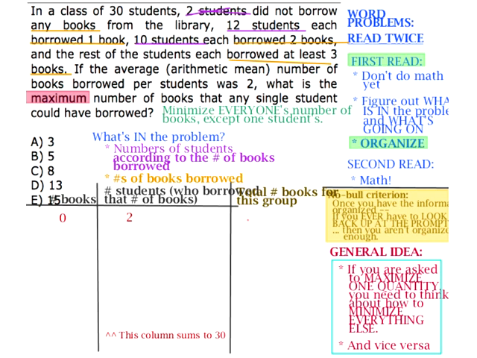So let's put that in there. And then we also are told that 12 students borrowed 1 book apiece. So 1 book per student times 12 students is 12. The rest of them, at least 10 students, borrowed 2 books. 2 times 10 is 20. And then the other thing that we have in there is that the number of books total, so this column sums to 60.